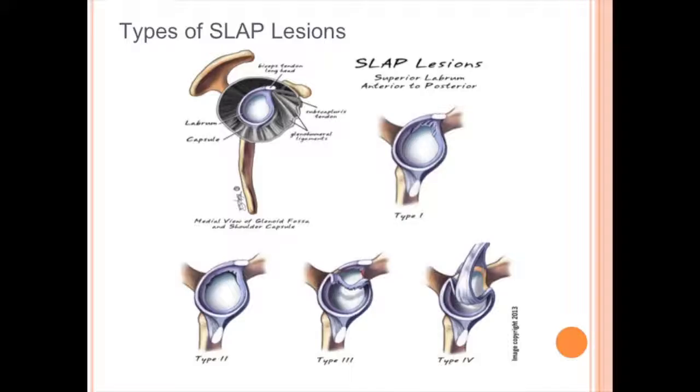Types 3 and 4 are most commonly surgically repaired. Type 3 is a vertical tear of the labrum. This is often called a bucket handle tear of the labrum. The remaining portions of the labrum and the biceps actually stay intact. Type 4 is a bucket handle tear of the labrum that extends into the long head of the biceps tendon. On the next slide, we'll have this in writing.